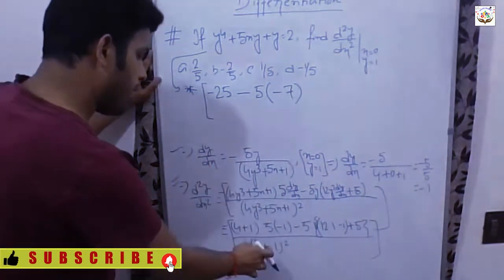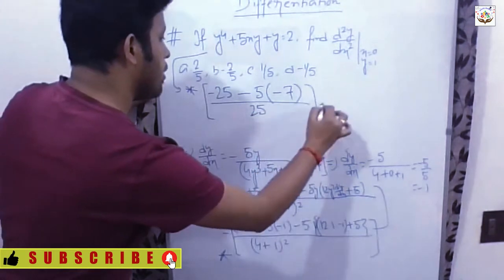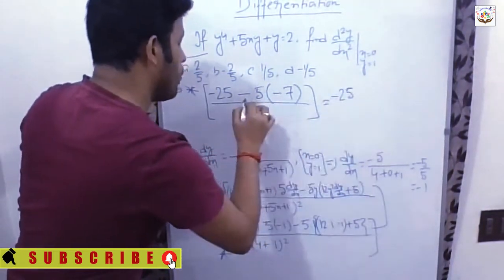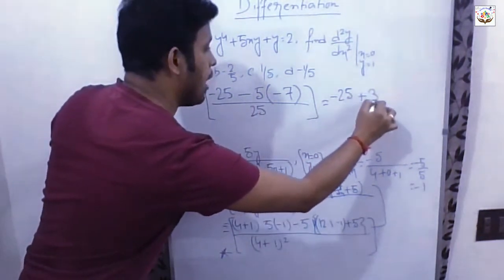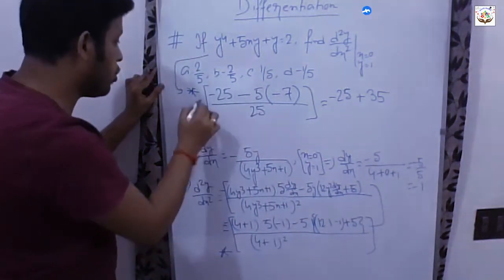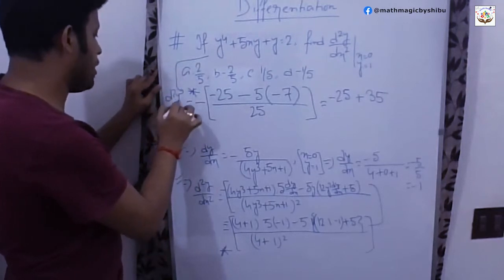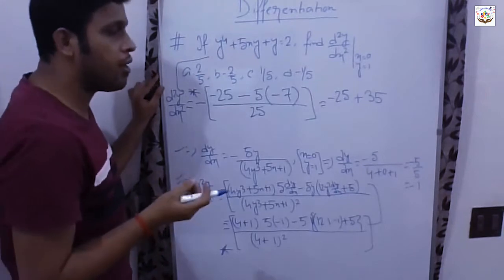Okay, and divided by 5 square. 5 square means 25, right? So we have minus 25, minus 5 into minus 7 is plus 35. And do not forget we have a minus sign before this bracket. So we will have a minus sign here. Actually, this is the value of d2y by dx square at x equals to 0 and y equals to 1.